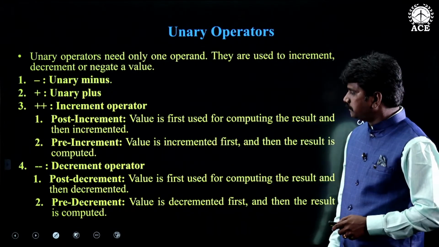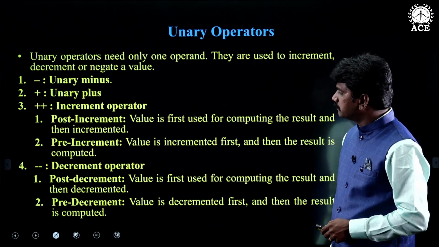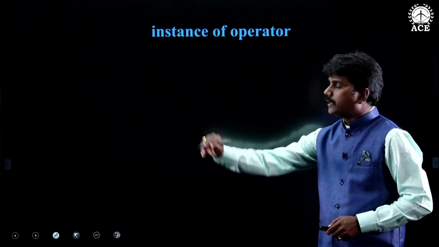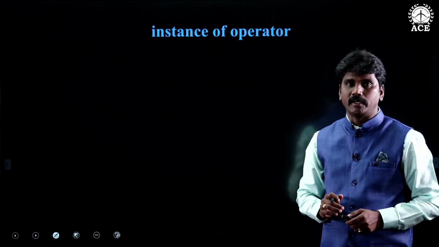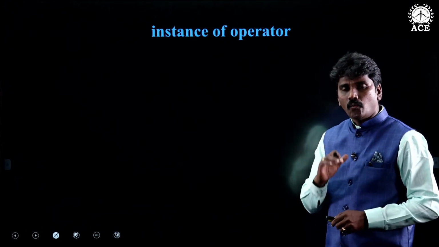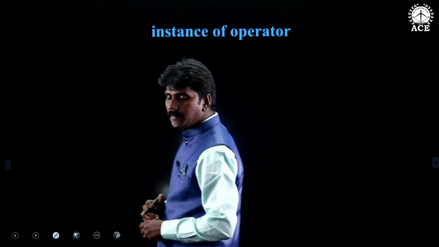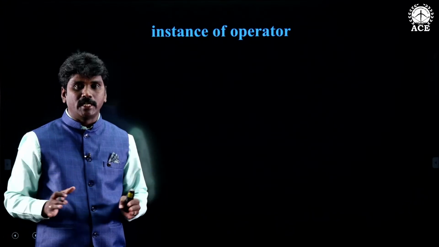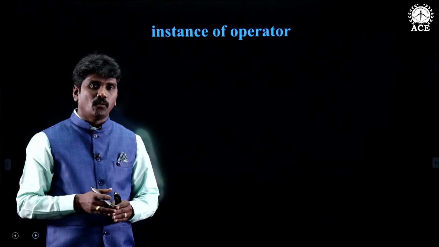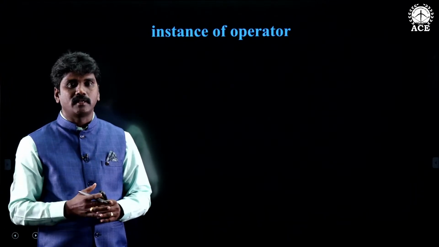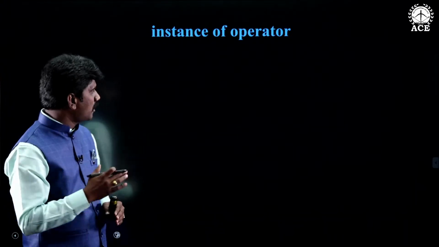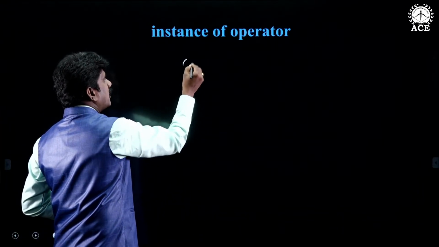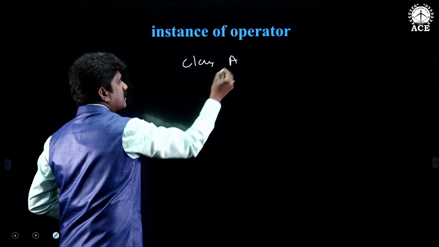Next one, the instance of operator. Another operator, the last one, the most important operator, that is the instanceof operator. What is this instanceof operator? In Java we have the concept called object-oriented programming. In that, one concept is related to the class and the second one is related to the object. Suppose we have one class called A, class A.